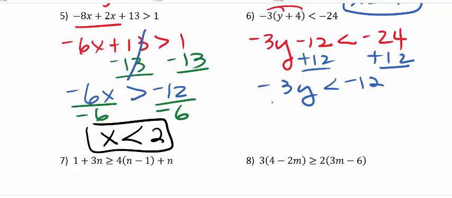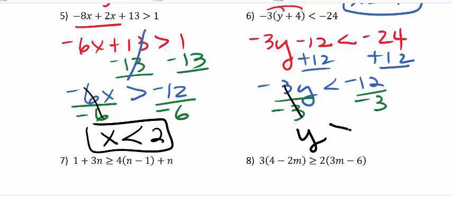And here we go, another negative number. We're going to divide both sides by a negative 3. And the fact that we divided by a negative number is going to change the direction of the inequality. So here's our y. And then instead of less than, it's going to switch to greater than. And then negative 12 divided by negative 3 is 4.